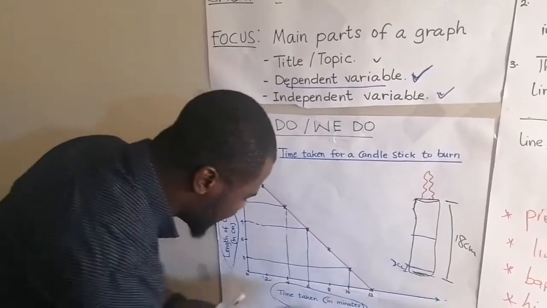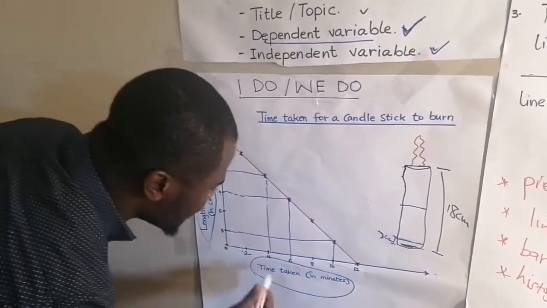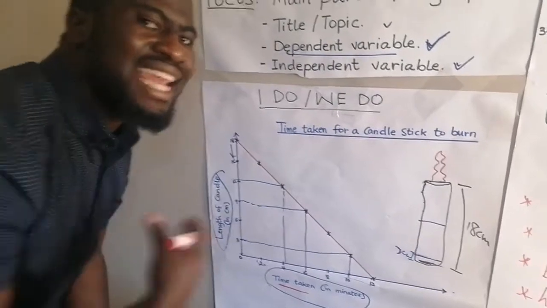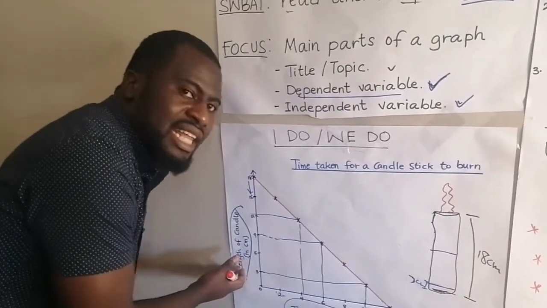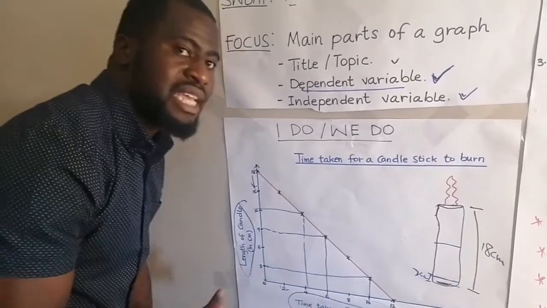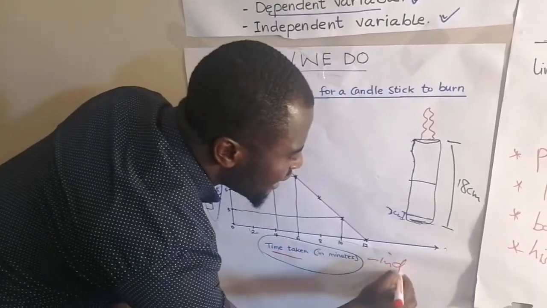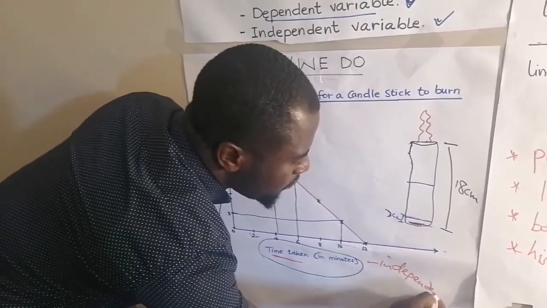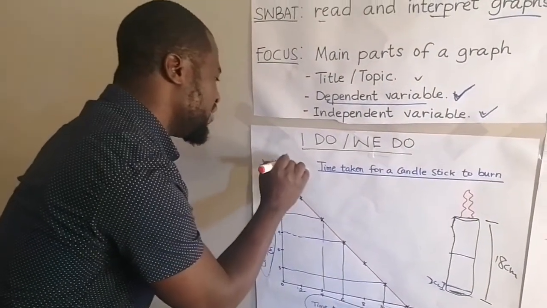Why do we now call the time taken here, let me change this, the time taken, why do we call the time taken the independent variable? Simply, it doesn't depend on the length of the candle. It is rather the length of the candle that depends on the time taken. Therefore, this is our independent variable. This is our dependent variable.